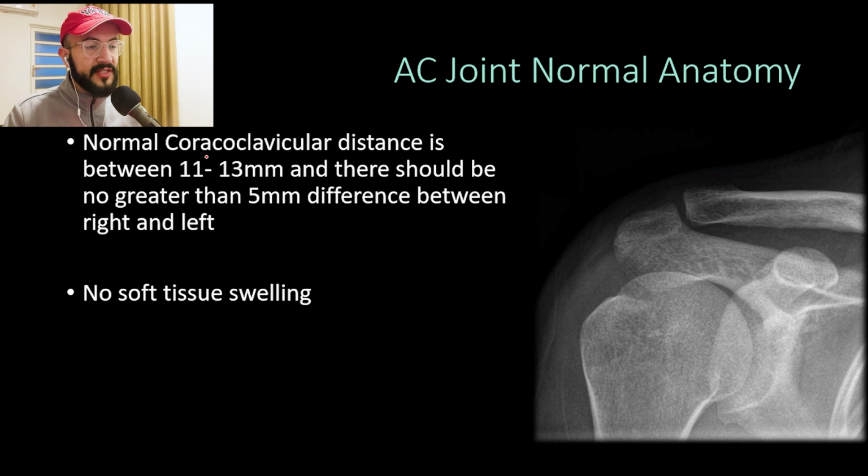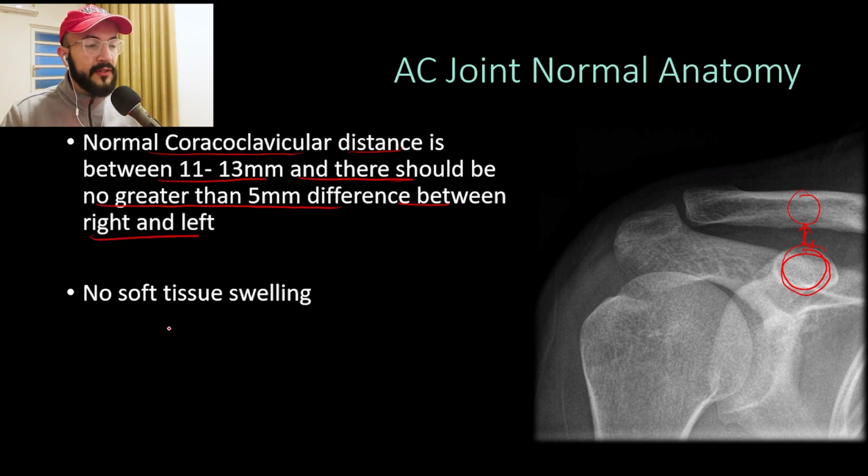Now we also will check the coracoclavicular distance, which is the distance between the coracoid process, which is here, and the clavicle here. So this distance here is called the coracoclavicular distance, and normally it should be between 11 and 13 millimeters, and there should be no greater than 5 millimeters difference between the right and left if we compare with the other side.